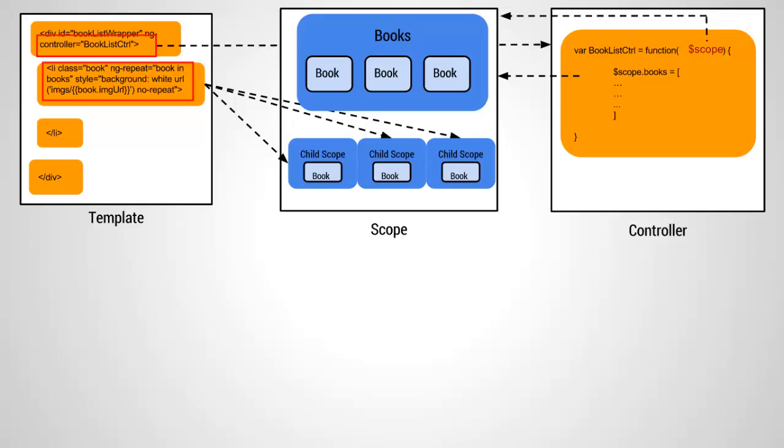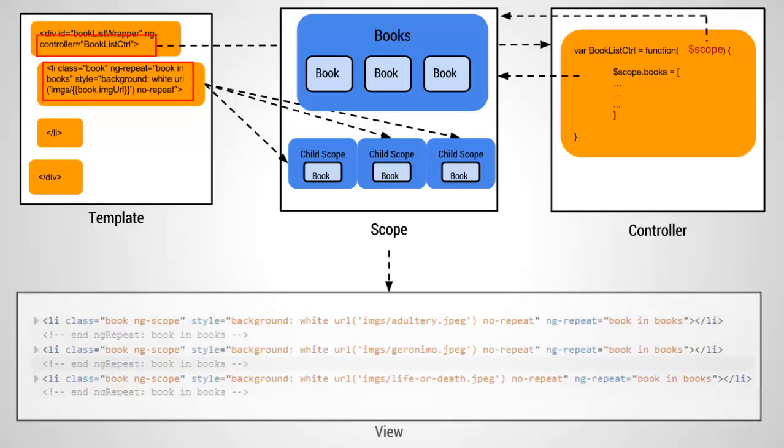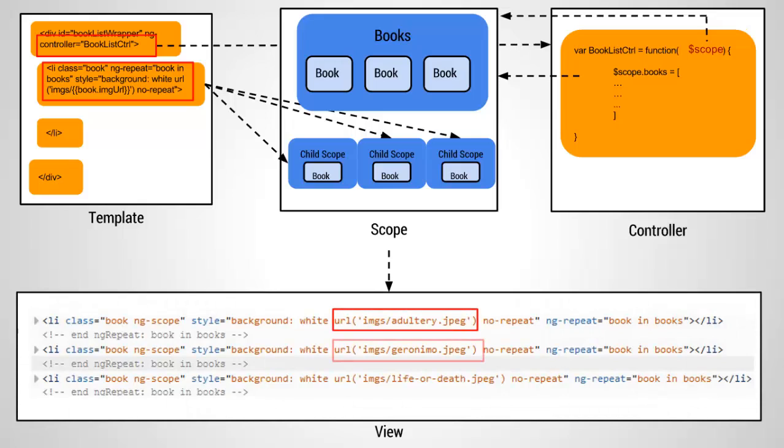So for each li element, it will create a new child scope and store the individual book object from the collection into the li element's $scope object. And the final output, our view, will be rendered using this new child scope object's data. You can see each li element has a different image URL. This is the magic done by our child scope created by the ngRepeat directive.